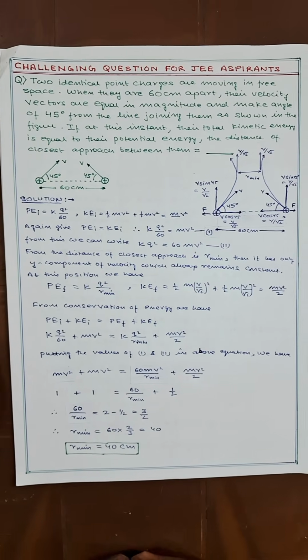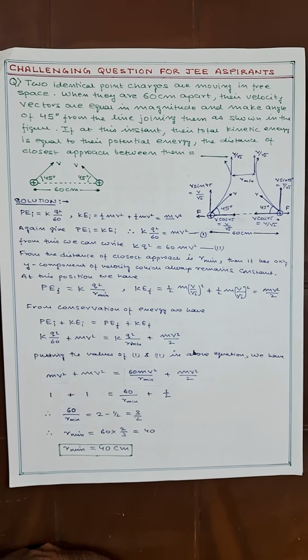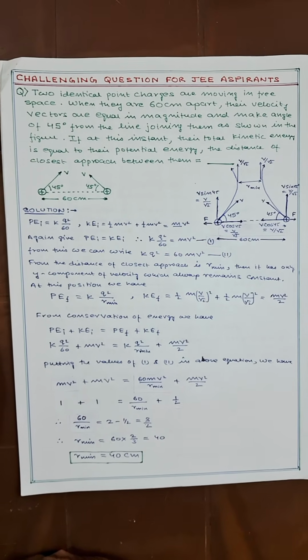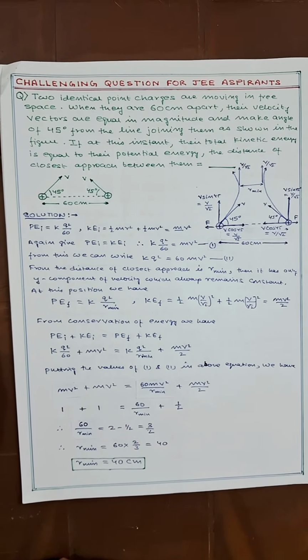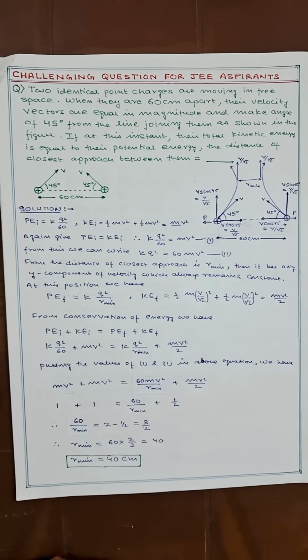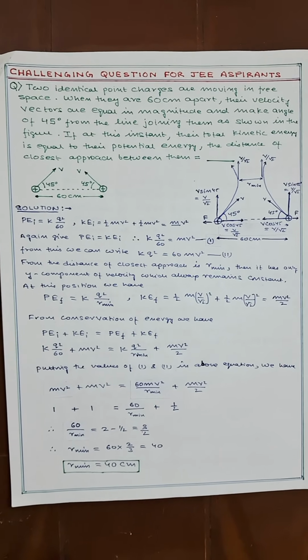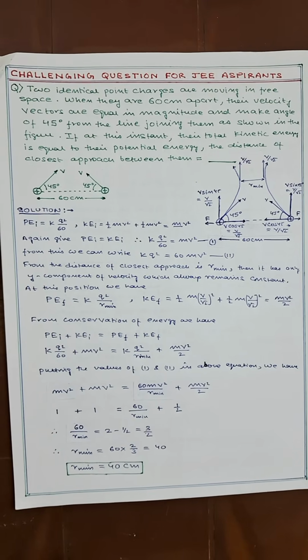Hello, today we're going to discuss a challenging question for JEE aspirants. Here the question reads something like this. Two identical point charges are moving in free space. When they are 60 centimeters apart, their velocity vectors are equal in magnitude and are making an angle of 45 degrees from the line joining them, as shown in the figure.